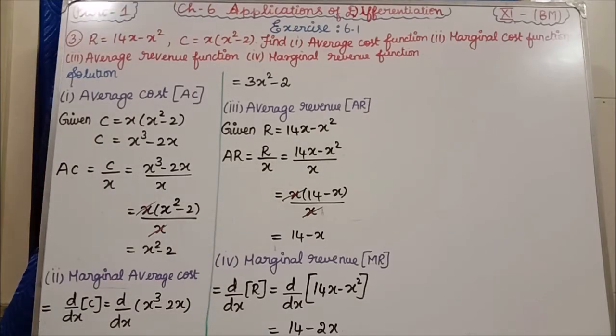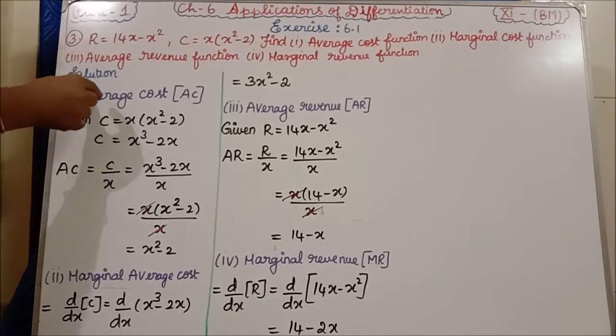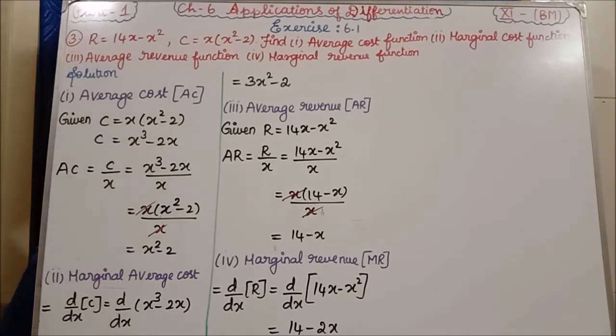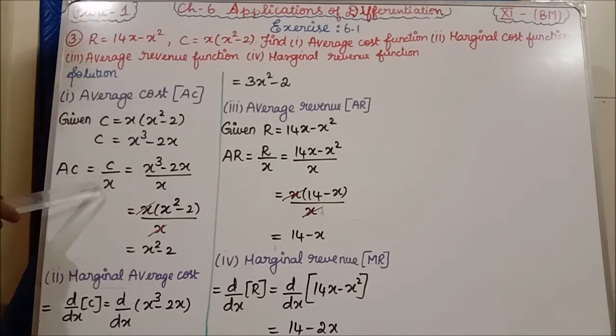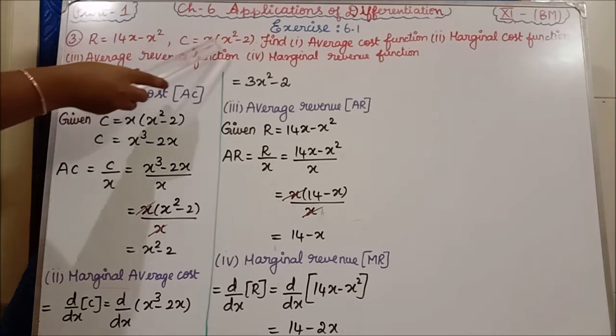Now, first we have to find the average cost function. Average means you have to divide by x. Here they have given cost, so you are going to divide the cost by x. Now, what is the cost they have given in the question?